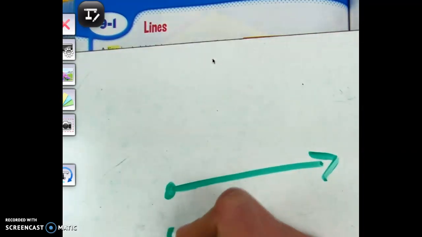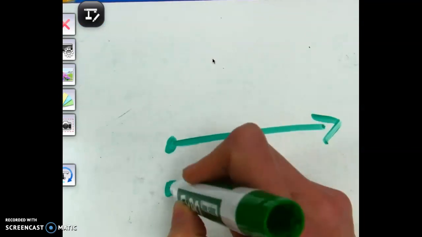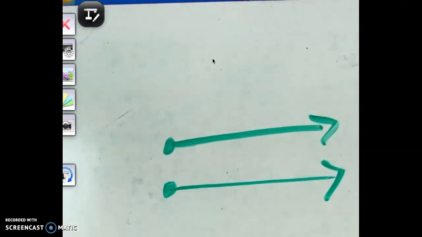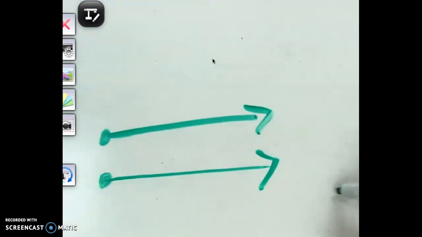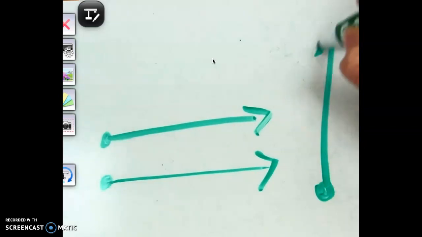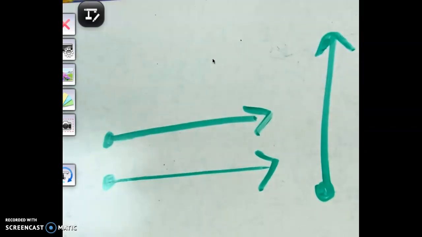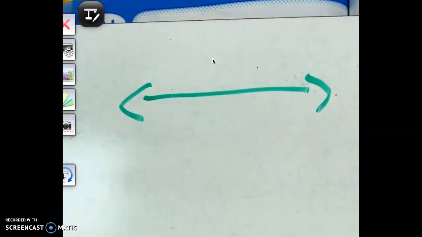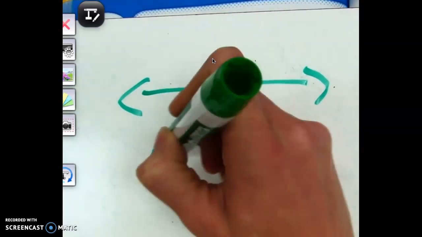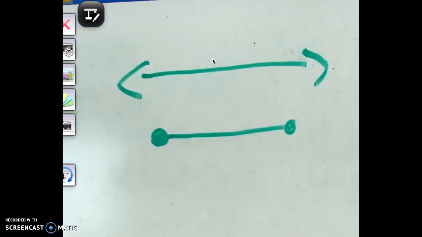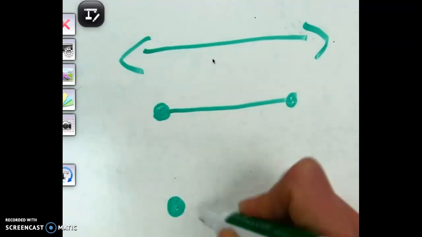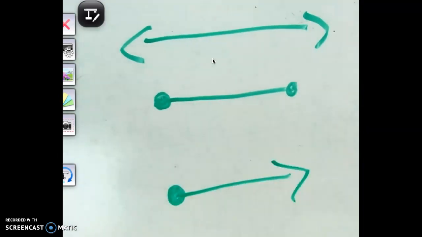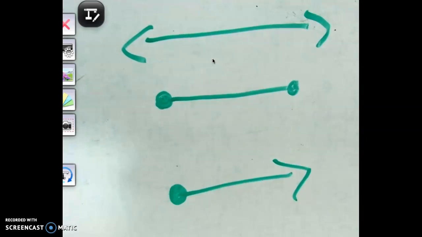So say it with me. It starts at an endpoint, goes on forever. It could also go this way, starts at an endpoint, goes on forever. So you have your 3. You have the line that goes on forever in both directions. You have the line segment, which has the 2 endpoints, and your last one is a ray, and that has the endpoint, but then the rest of it extends into the direction.